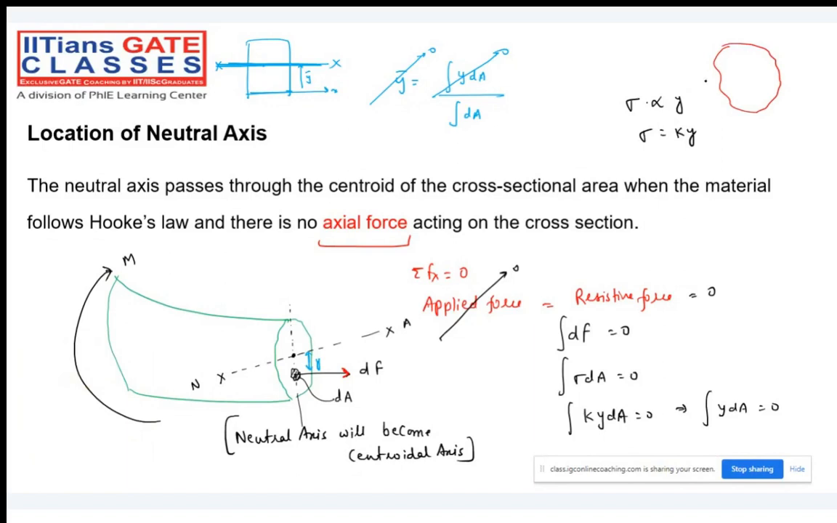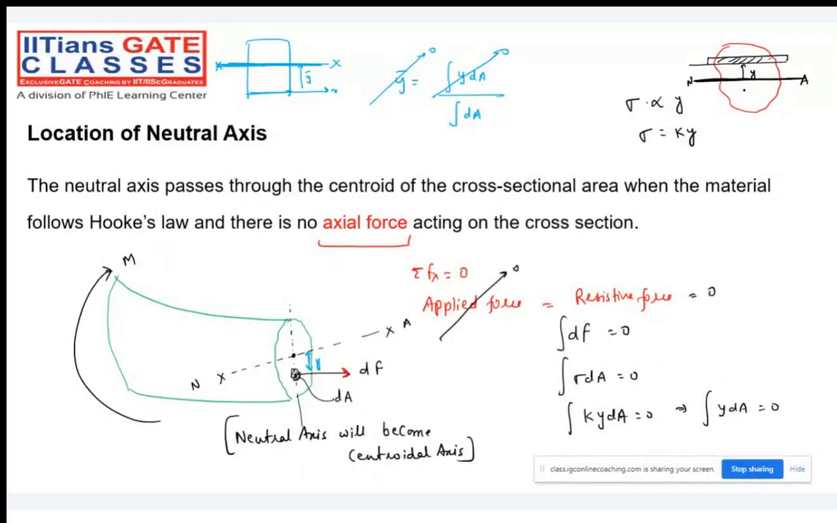Understand, we have taken the neutral axis and some fiber at a distance y from the neutral axis, to find whatever forces there are and whatever normal stress there will be because of the bending on that particular fiber. But what is the position of this neutral axis? Whether it coincides with the centroidal axis, whether it is below the centroidal axis, or above it, we don't know.